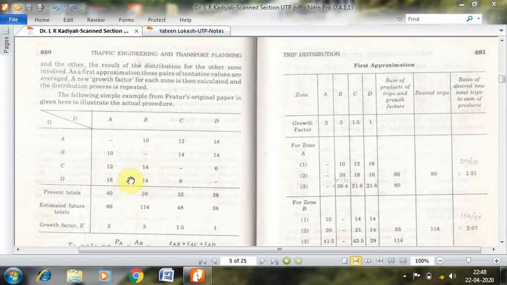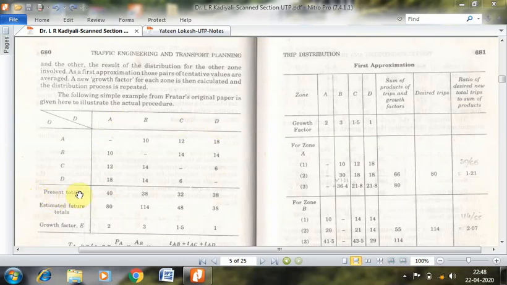So the moment this matrix is seen and these values are observed by you in the problem, you need to first draw a table somewhat like this, wherein you will have to include two new rows. One is the present total and the other one is the growth factor. Looking into the present totals, it is very simple to understand. It is the present total number of trips that are getting terminated in each of these zones.